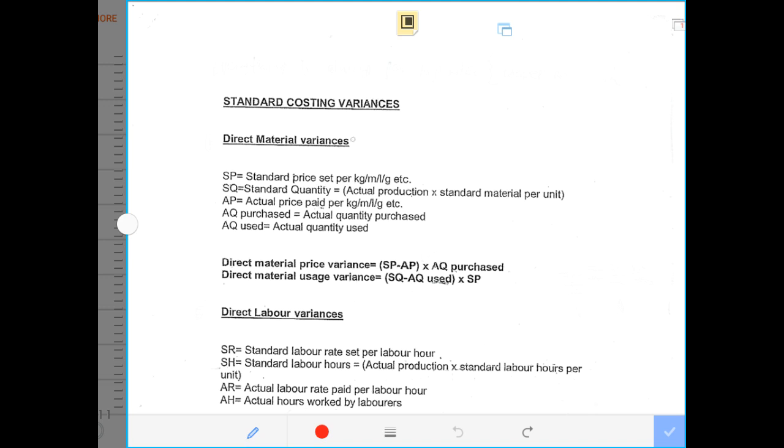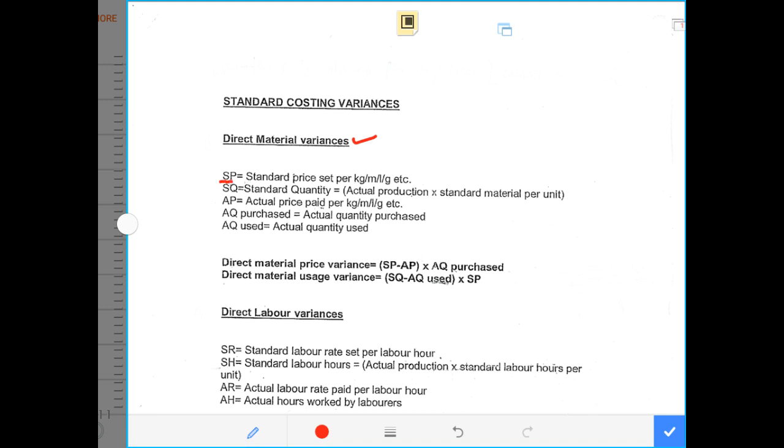The first variance is the direct material variance, and there are two variances under direct material, which are direct material price variance and direct material usage variance. It says SP minus AP times actual quantity purchased, which is AQ. Then we have SQ minus AQ used times SP. So we first have to understand where these abbreviations are coming from. Hence, it becomes very important that you master these formulas.